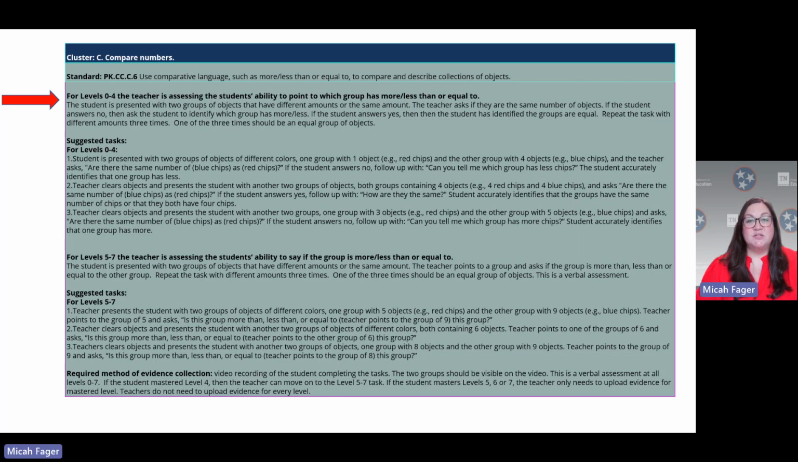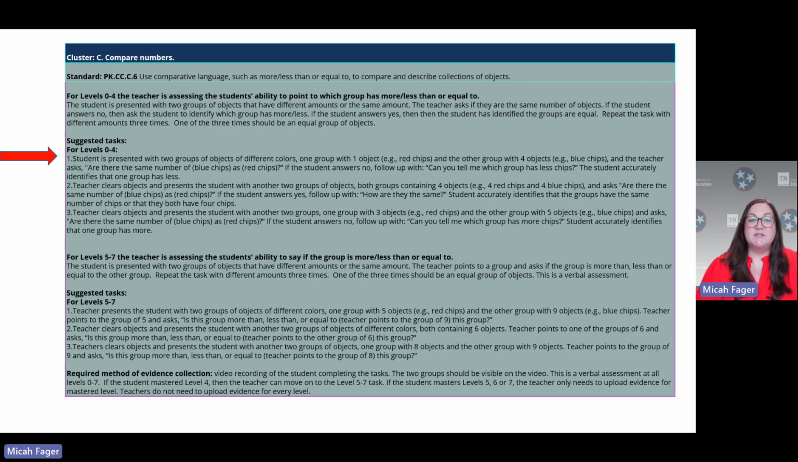If the student answers yes, that both groups have the same number of objects, then the student has identified the groups are equal. The teacher will repeat the task with different amounts 3 times. One of the 3 times should be an equal group of objects.